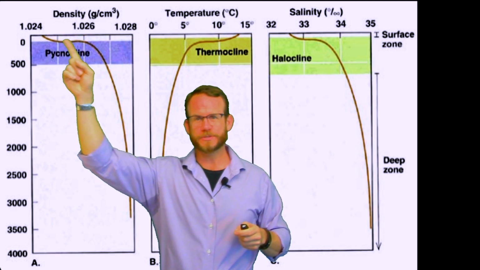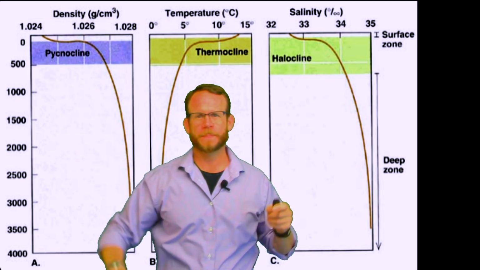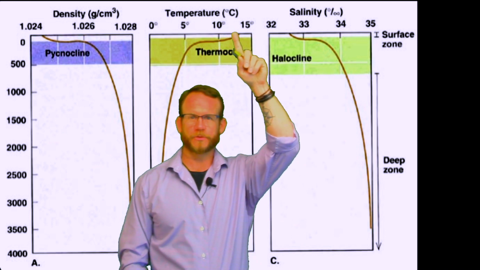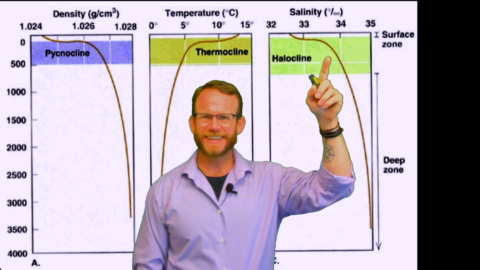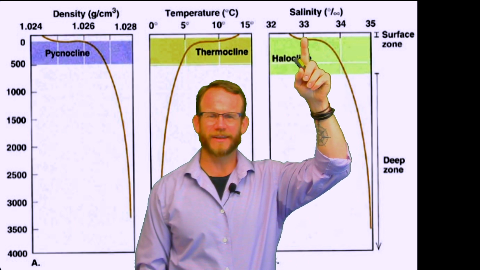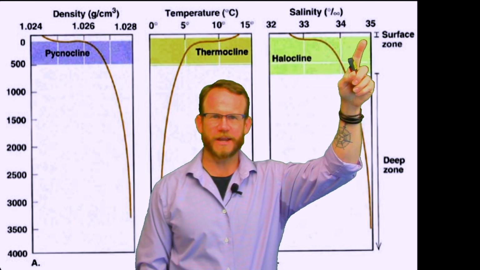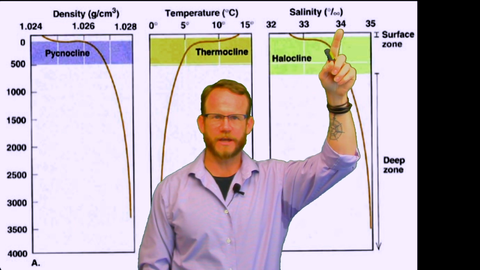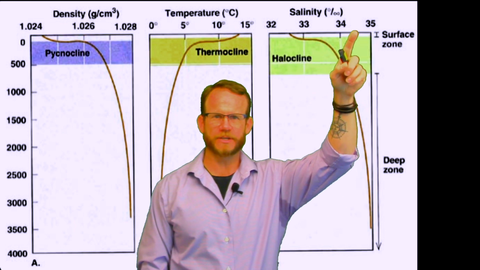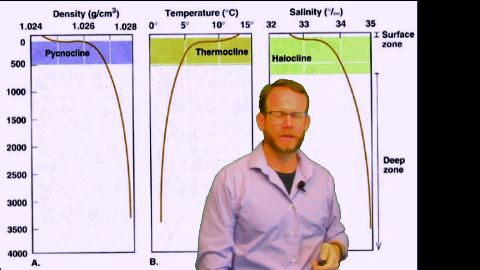You're at 1.024 to 1.028. Temperature, quite a bit. So 0 to 15, that's a pretty big Celsius temperature difference. But salinity, again, doesn't change a whole lot. These are kind of extreme down here. Like this is a really low salinity. The average ocean kind of falls right in here-ish, close to 35.